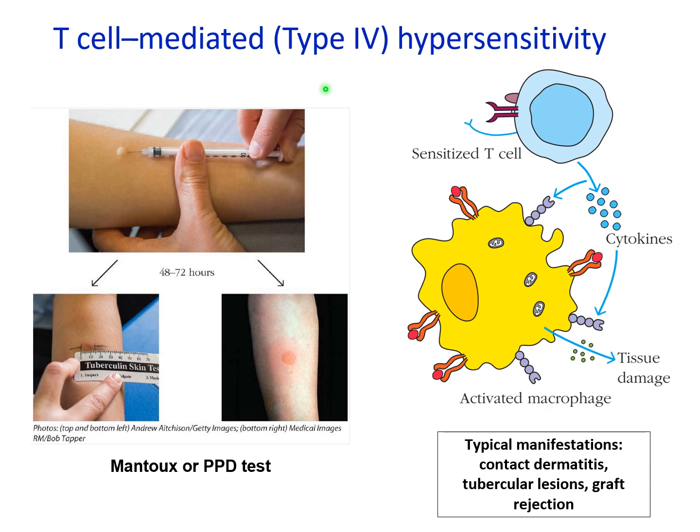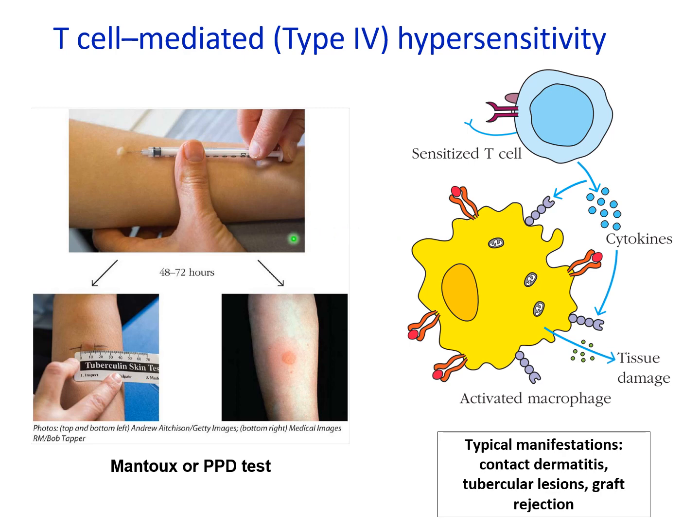T-cell mediated or type 4 hypersensitivity. Here we have sensitized type 1 helper T cells. They release cytokines that activate macrophages. Or we have cytotoxic T cells which mediate direct cellular damage. So this is your DTH response, or your delayed type hypersensitivity response.